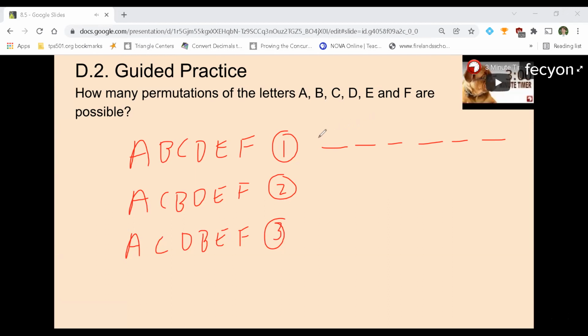How many choices do I have for the first letter in the sequence? Six choices. How many choices do I have for the second letter in the sequence? Five, because I can't use the first letter, right? That's been removed. How many choices do I have for the third? Four, because now I can't use either of the first two. How many do I have for the fourth? Hey, where have you seen this before?